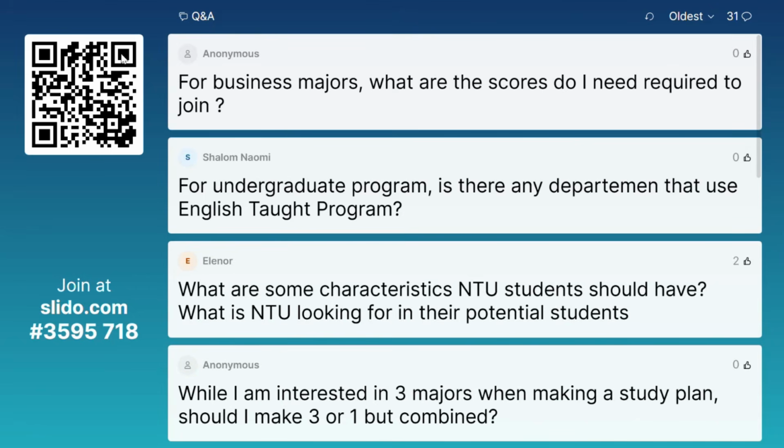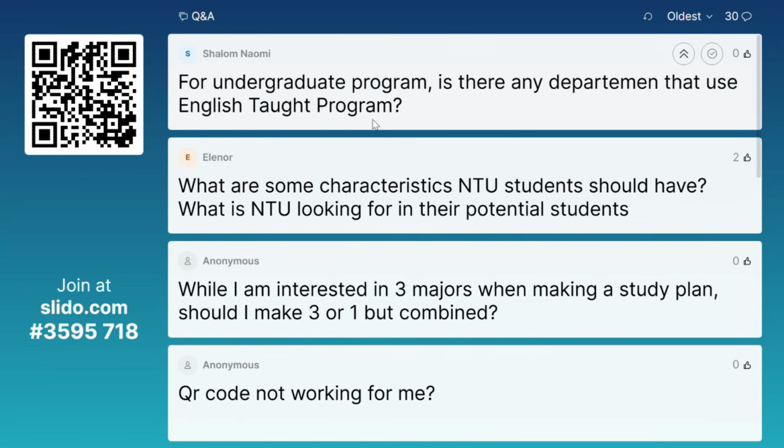For business major, what score do I need to join? Like we said before, we do not have a minimum score, so you are welcome to apply. But for business major, I think we focus more on math, so you have to maintain a good grade in math.